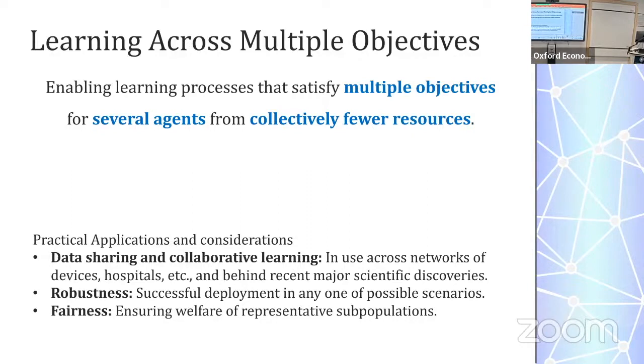Data sharing and collaboration in learning is one of them that I was talking about, where you're actually getting datasets from different centers and you're trying to come up with predictions that are meaningful or equally good for those centers. There's an issue of robustness when you are thinking about deploying something in practice, but you aren't sure exactly what population of people it's going to be facing. So you want to be able to do fairly well across multiple different populations.